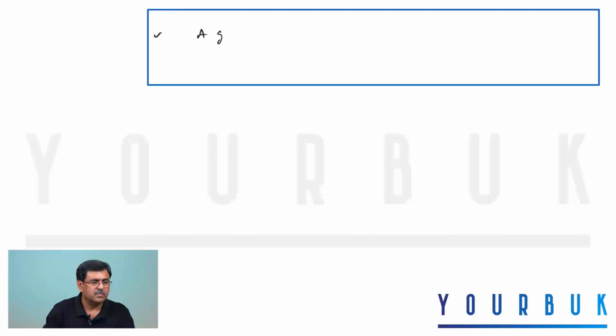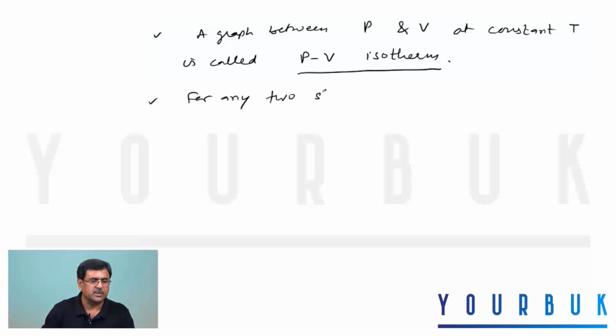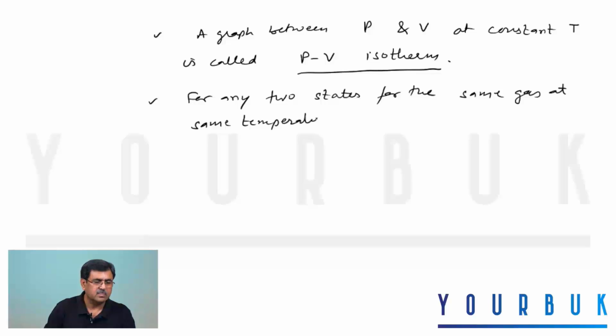And the graph between pressure and volume at constant temperature is called a pressure volume isotherm. Isotherm means the temperature is kept constant. For any two states for the same gas at the same temperature, we can write P1 V1 is equal to P2 V2.